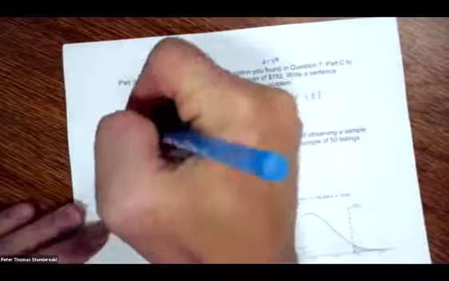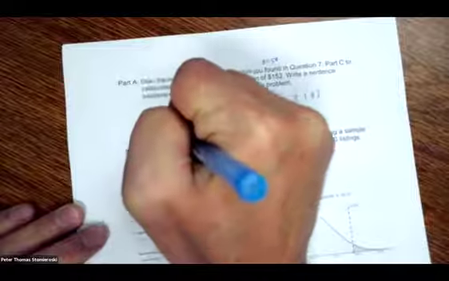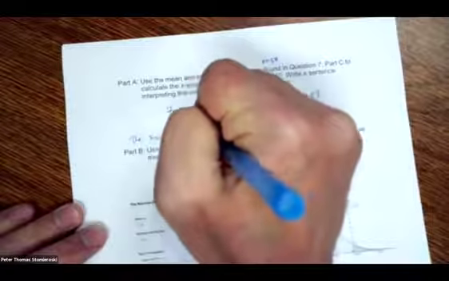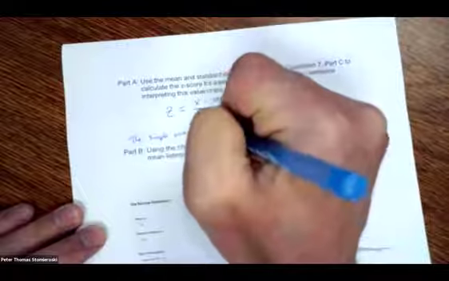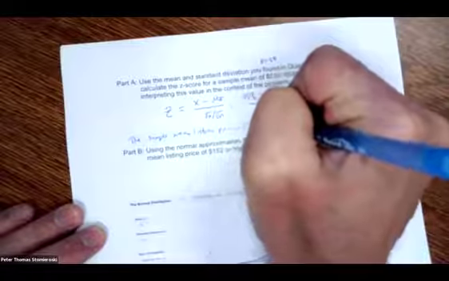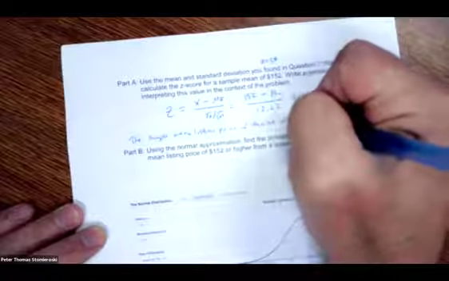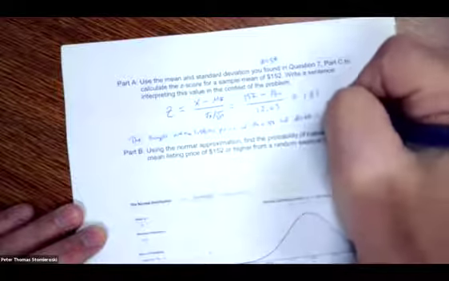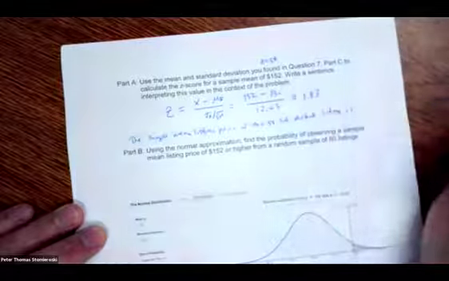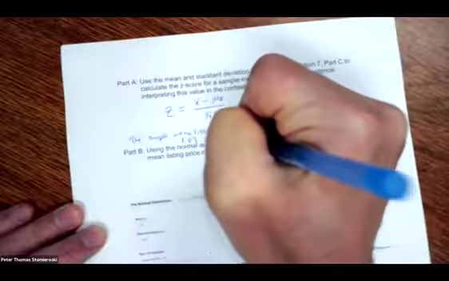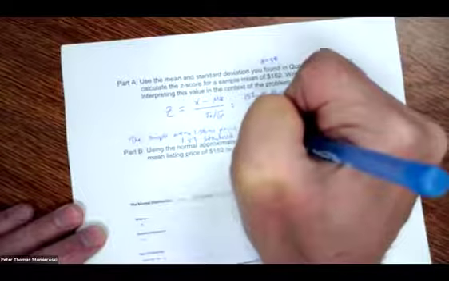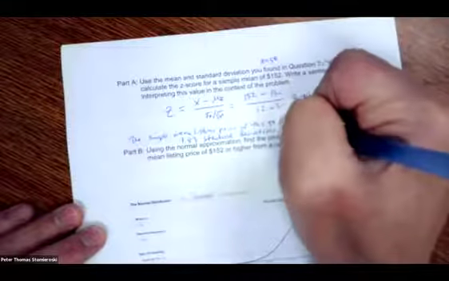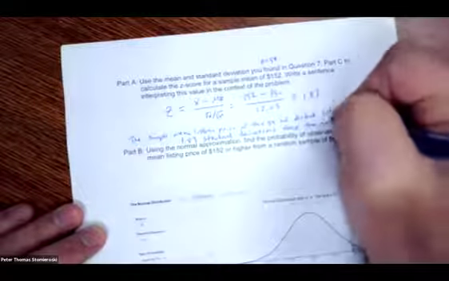So we can write something like this: the sample mean listing price of the 50 LA Airbnb listings is 1.83 standard deviations above the mean listing price in New York City. Okay.